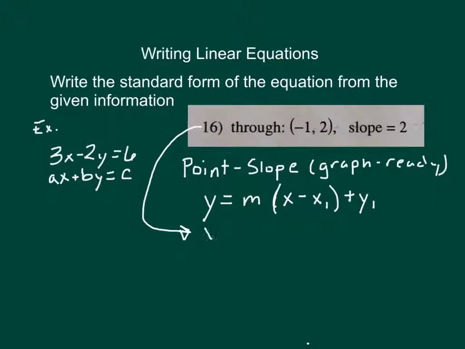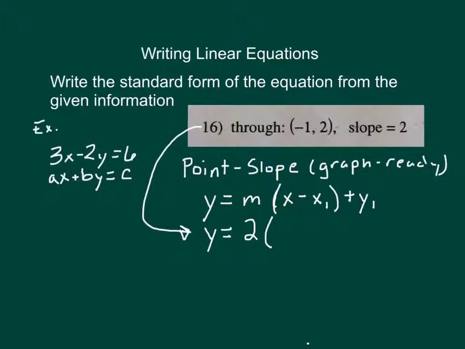So our equation is going to be y equals, now what does m usually represent? The x-intercept? Not the x-intercept. Slope. So the slope of this line is 2. So I'm going to take the m, substitute it out, and put a 2 in.